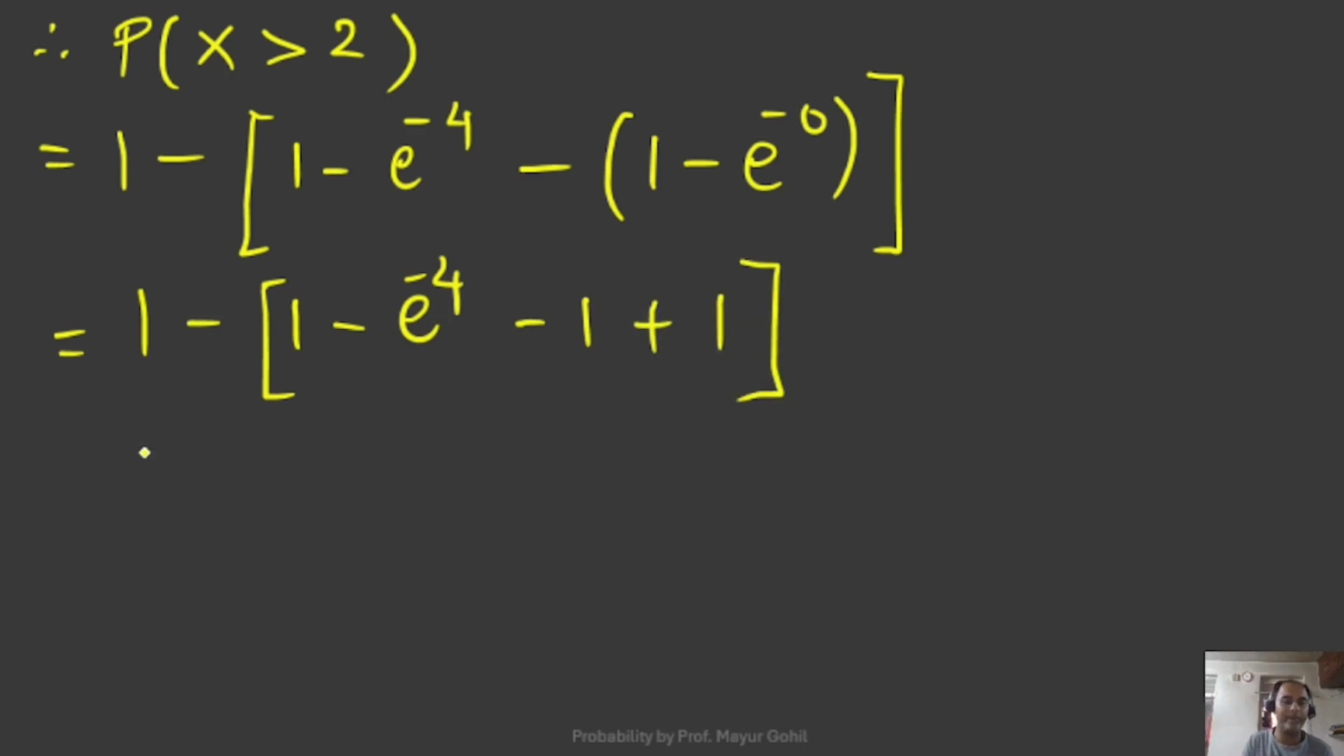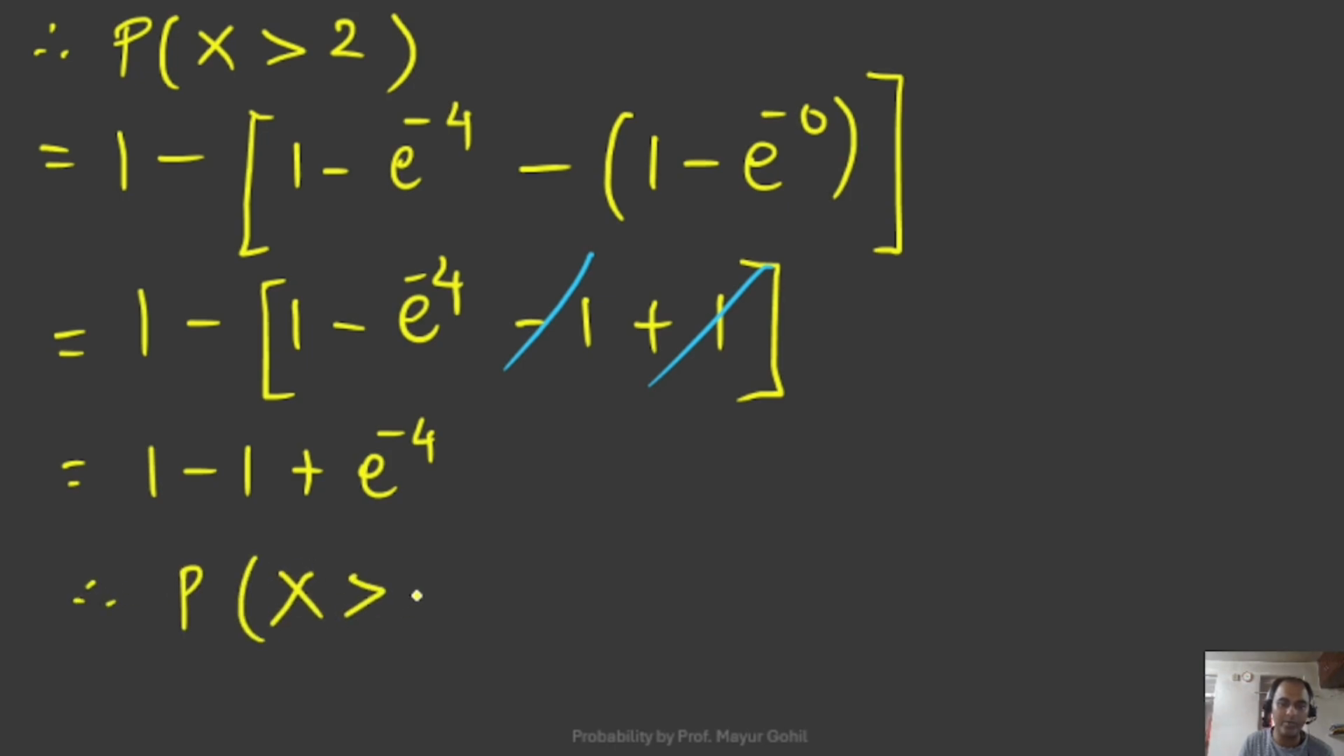So the final answer of this is going to be, all this gets cancelled, and when you supply the minus sign inside, it is 1 minus 1 plus e raised to minus 4. So your final answer is that the probability of x greater than 2 is e raised to minus 4, and the value of e raised to minus 4 is 0.01831. That's the value of the probability.